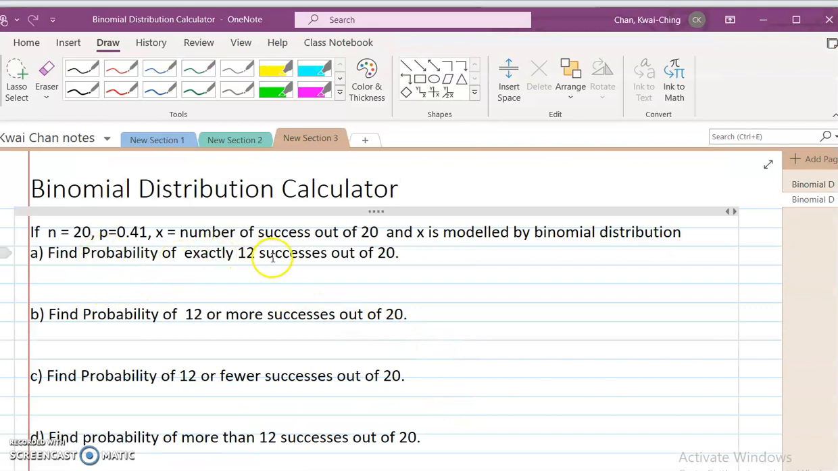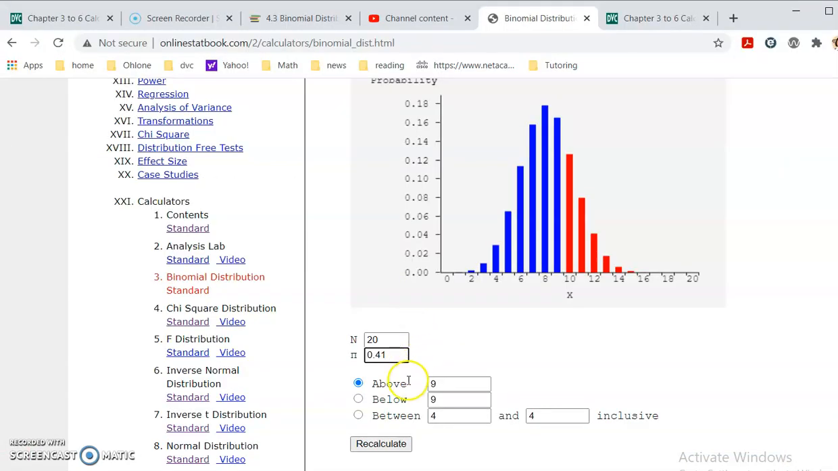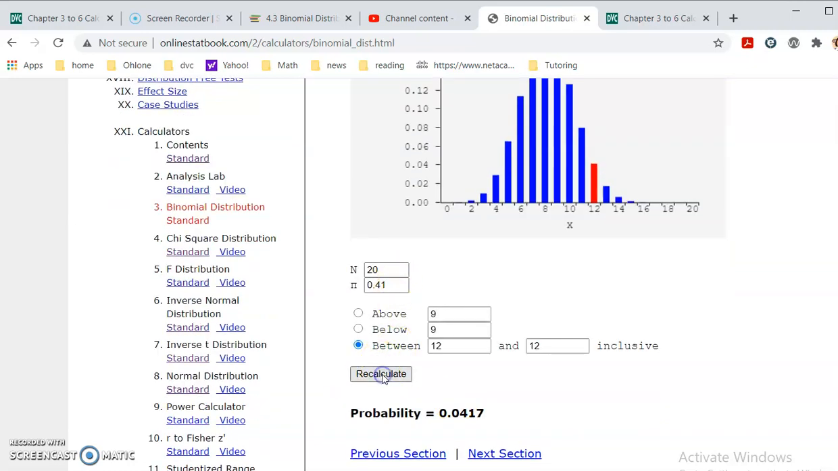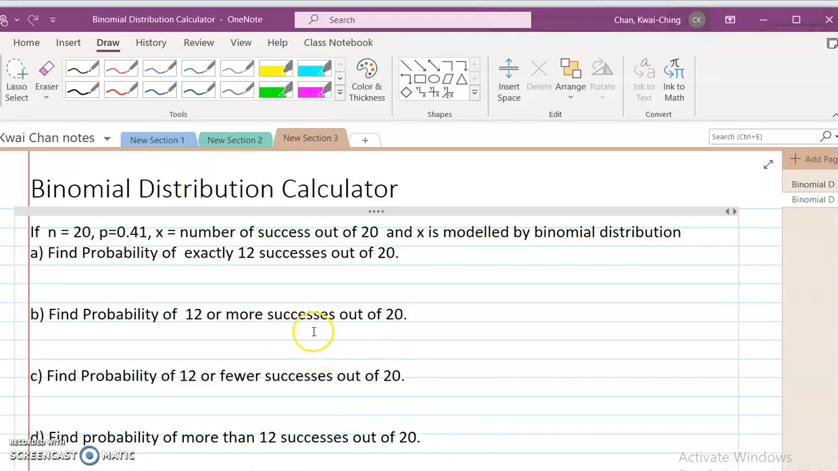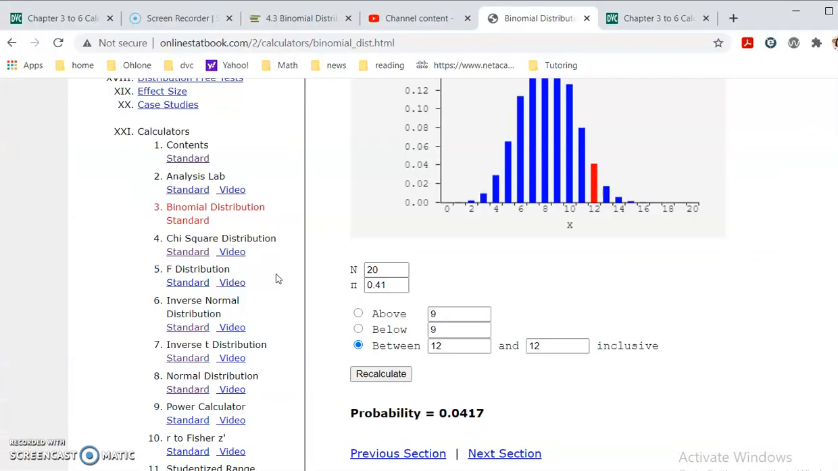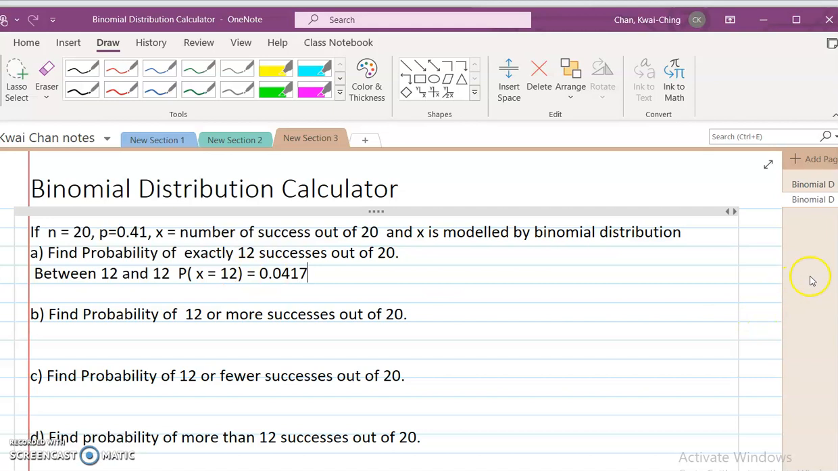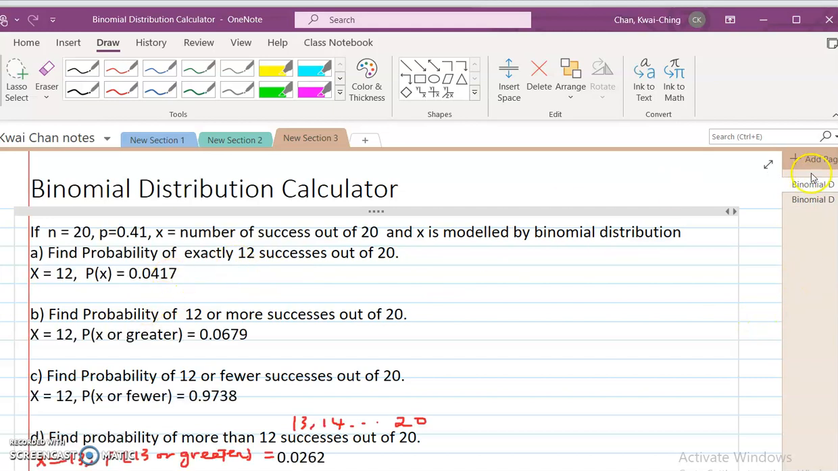Find the probability of exactly 12 successes out of 20. You can say that is between 12 and 12, right? But then you have to click between and recalculate. So the probability is 0.0417. So between 12 and 12, the probability of X equal to 12 is 0.0417, which is the same as what we have if we use StatDis.